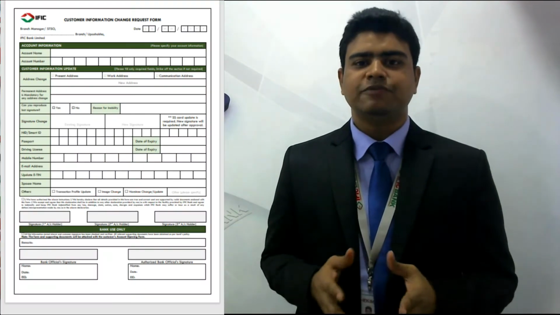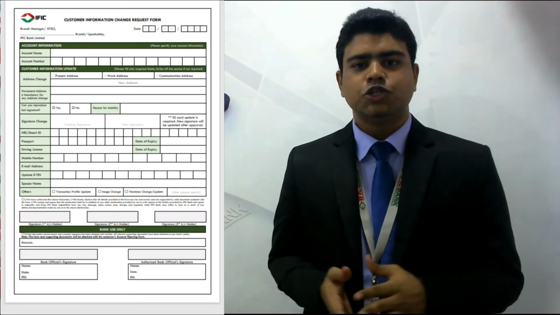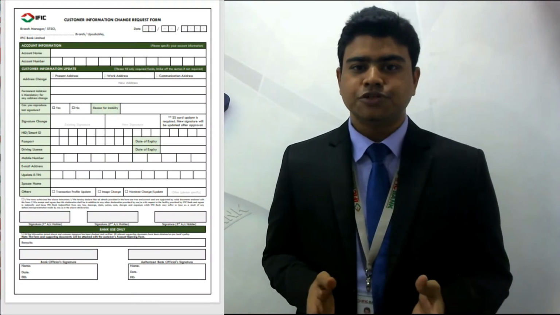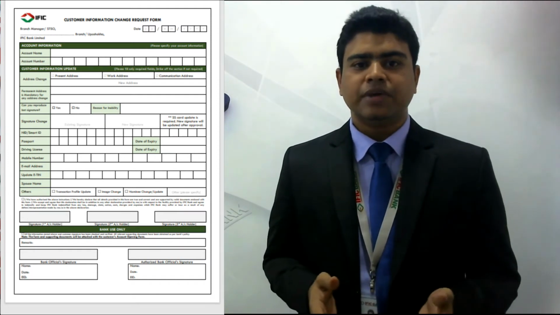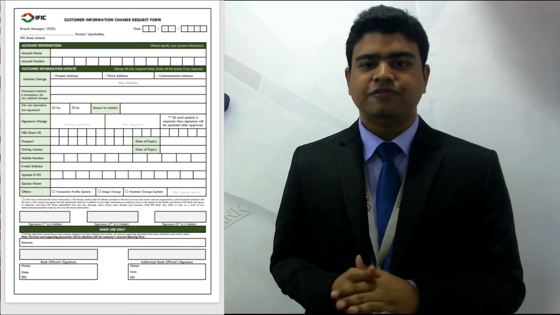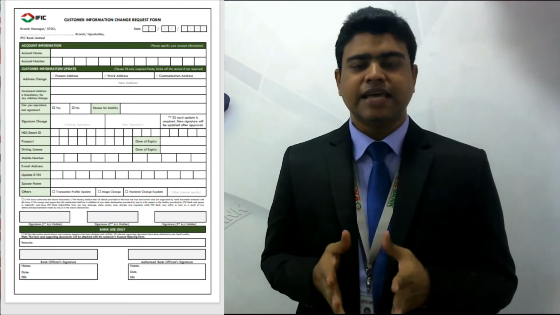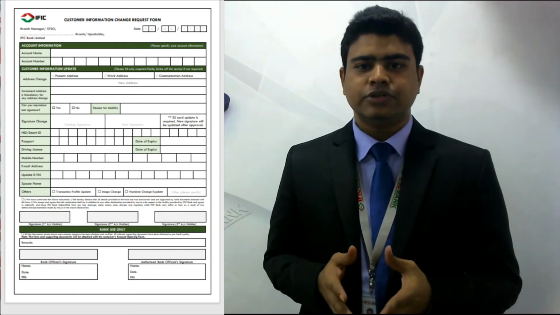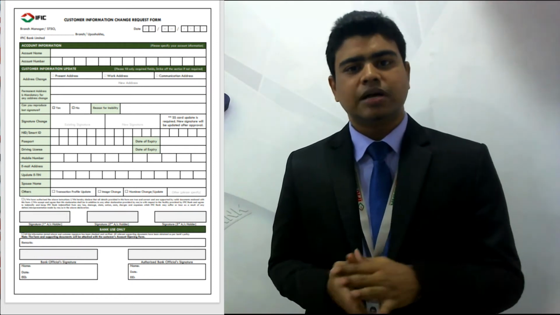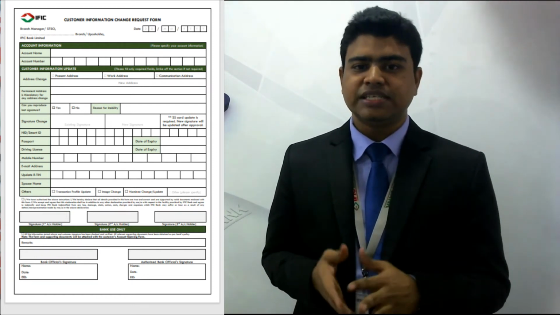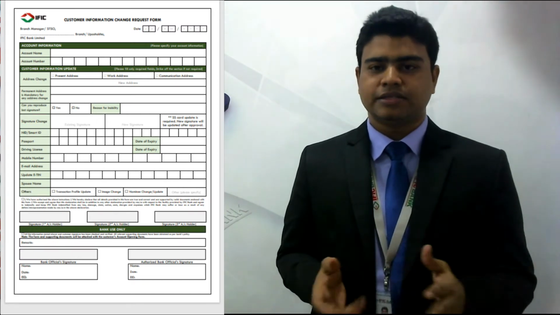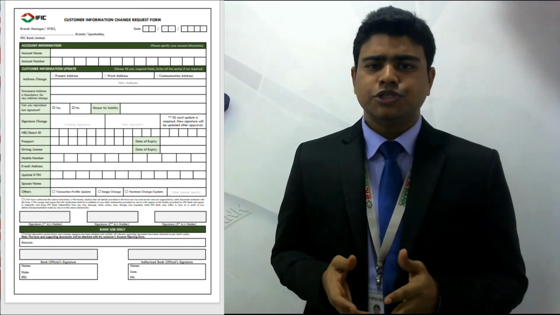First of all, the customer information change request form. When a customer wants to change his information regarding his account, he has to fill up this form. With this form, a customer can update his information. For instance, he can update his address, signature, he can update his NID, passport, driving license. He can also update his mobile number, email address, ETIN, spouse name, and others. This form should be uploaded in DMS.